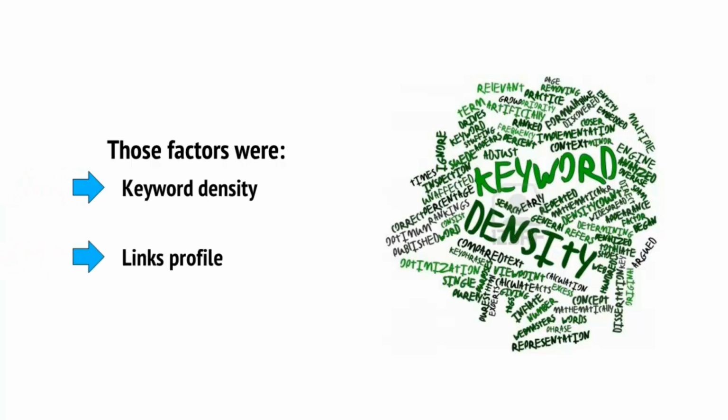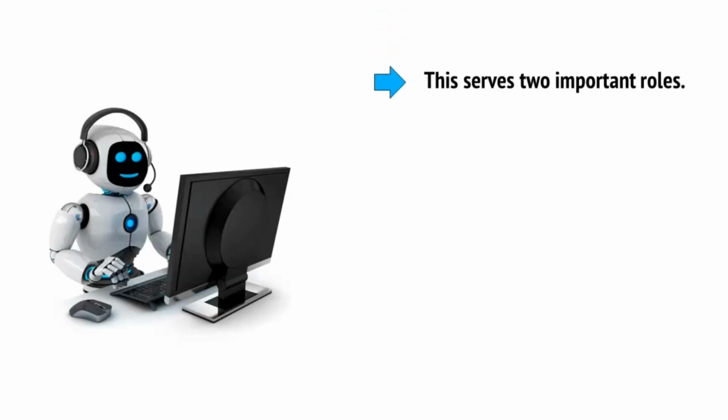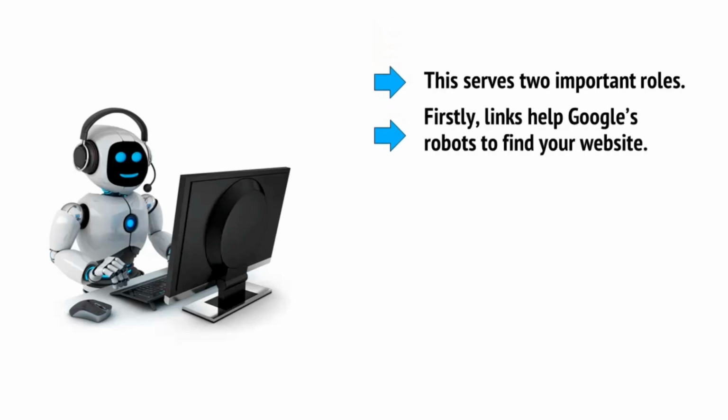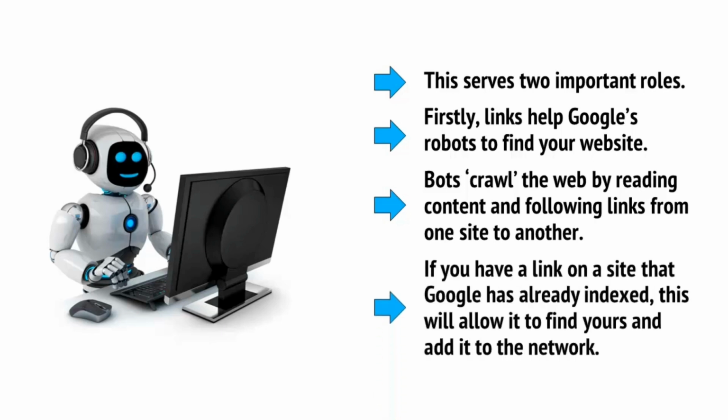Your links profile, also called your backlinks profile, is essentially determined by how many links you have pointing to your website coming from other sites. This serves two important roles. Firstly, links help Google's robots to find your website. Bots crawl the web by reading content and following links from one site to another. If you have a link on a site that Google has already indexed, then this will allow it to find yours and add it to the network.